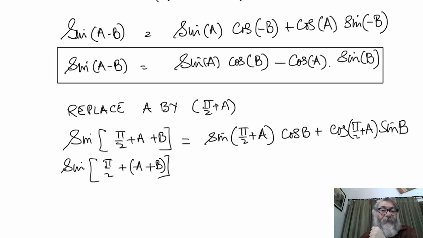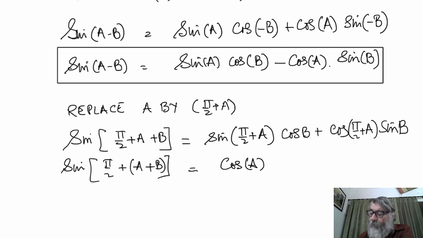Why will sin change to cos? Because it is 90 plus theta, and 90 minus theta or any odd multiple of pi by 2 plus theta will reverse. Sin will change into cos, cos will change into sin, sec into cosec, cosec into sec, tan into cot, and cot into tan that we have studied.